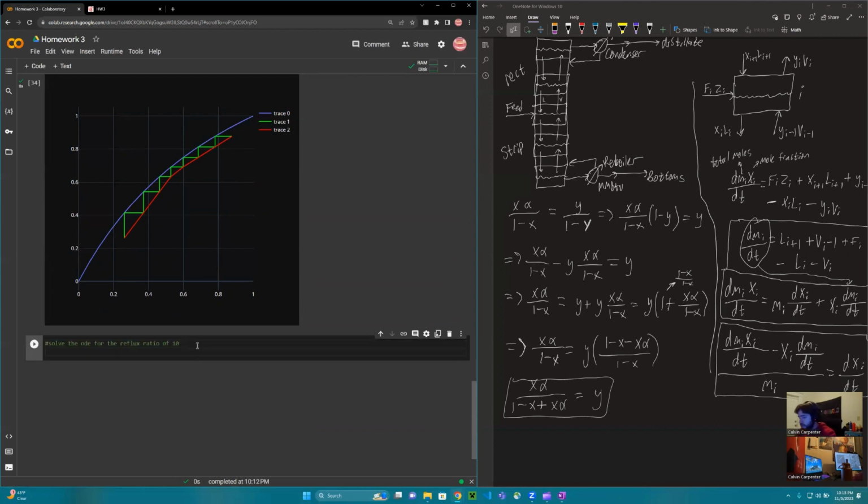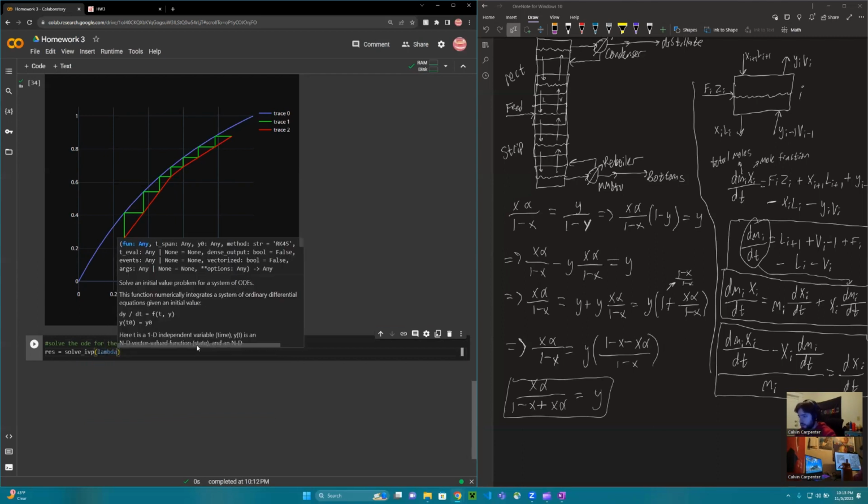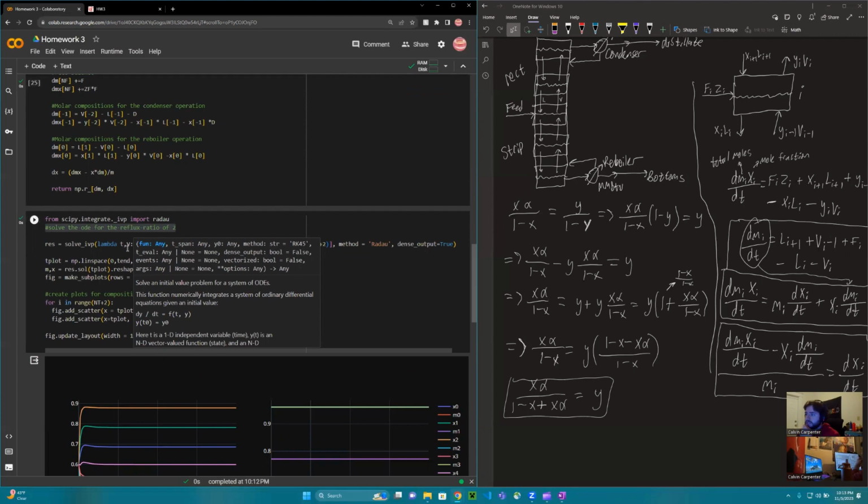RES equals solve_ivp, lambda P. Wait, I forget what I did here. V, yeah, P comma V colon.